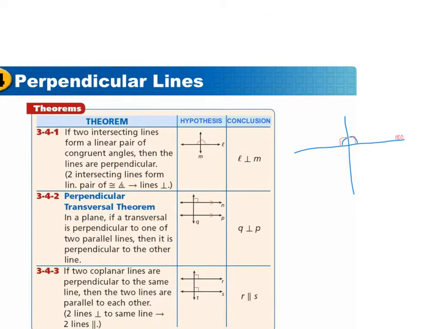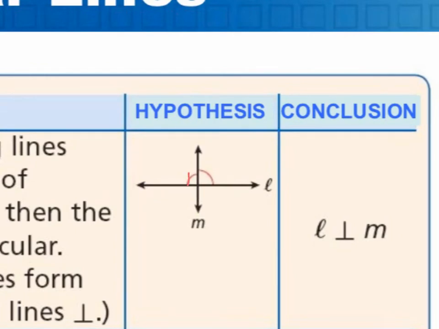So if 2 intersecting lines form a linear pair of congruent angles, then the lines are perpendicular. So therefore these lines would be perpendicular. So L is perpendicular to M. Remember, this is the sign for perpendicular, the upside down T.